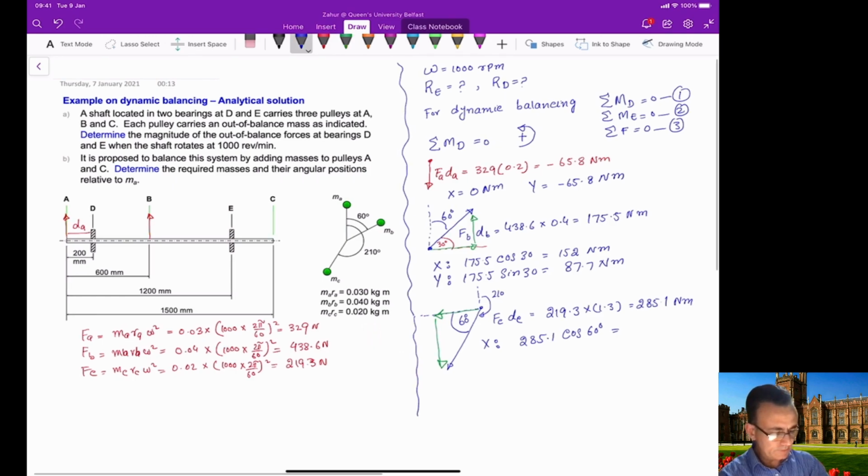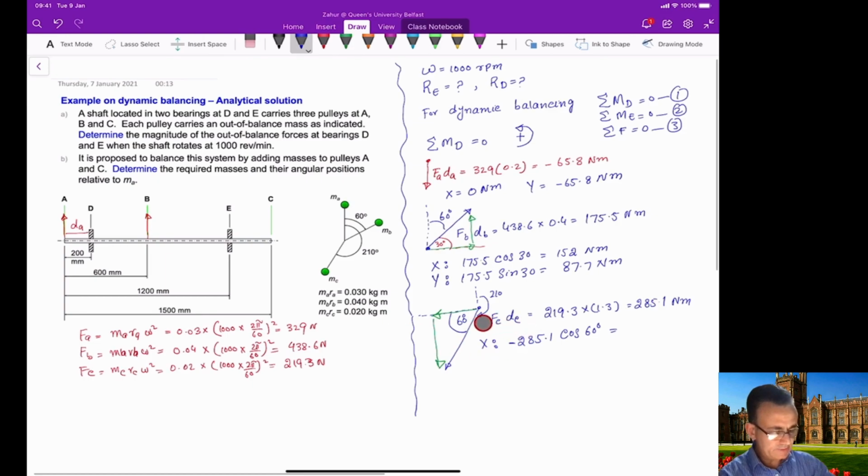So this will be minus because it's to the left, so therefore it's negative. So minus 42.6 Newton meter, and similarly the y component is going to be 285.1 sine of 60 degree, and this will be minus 246.9 Newton meter.